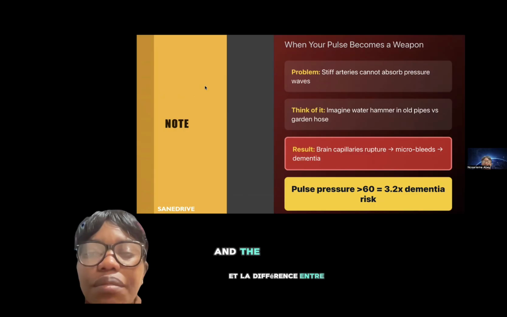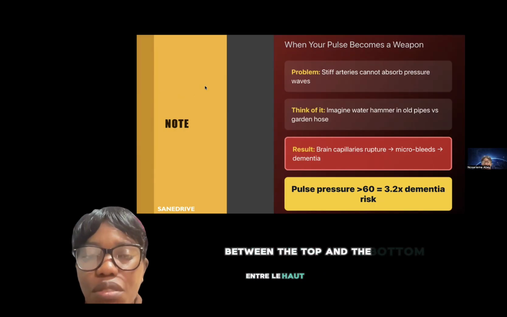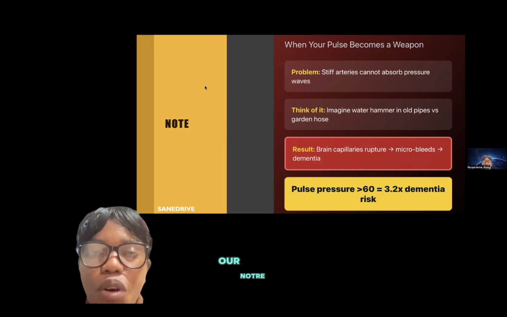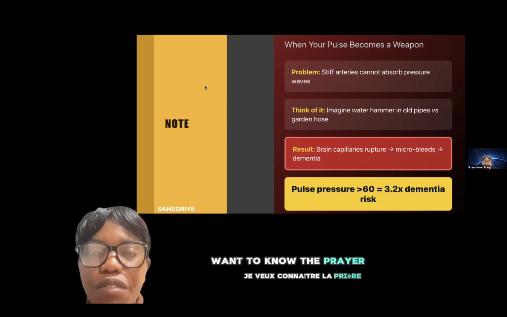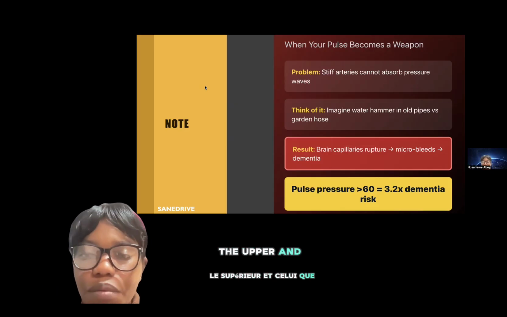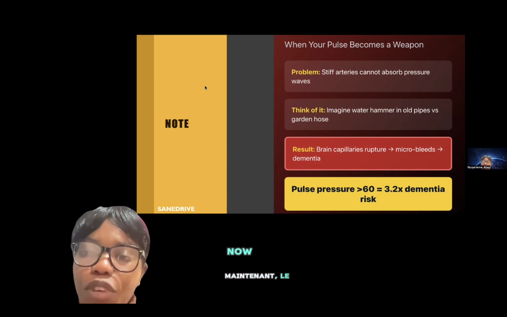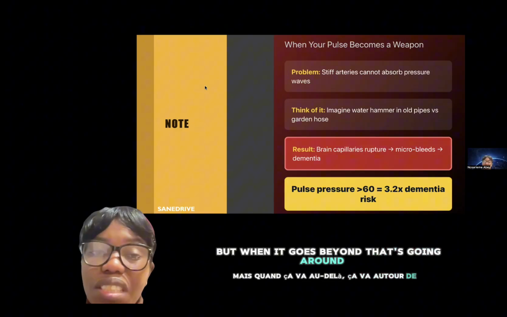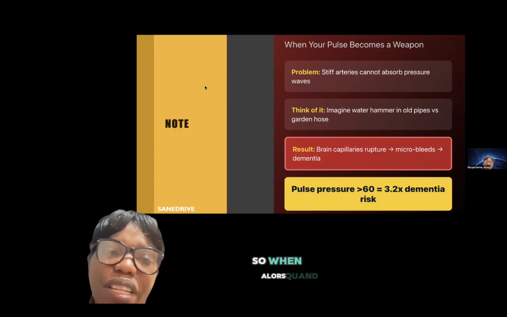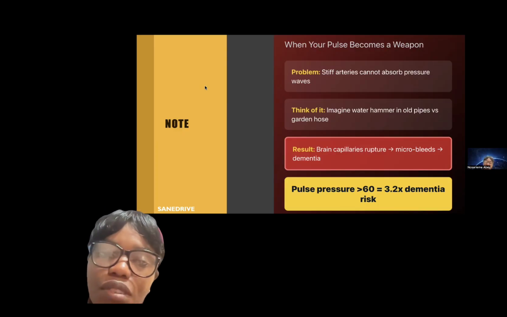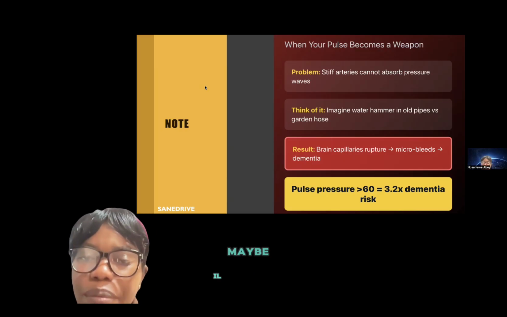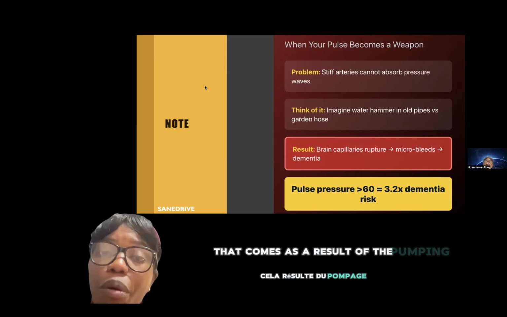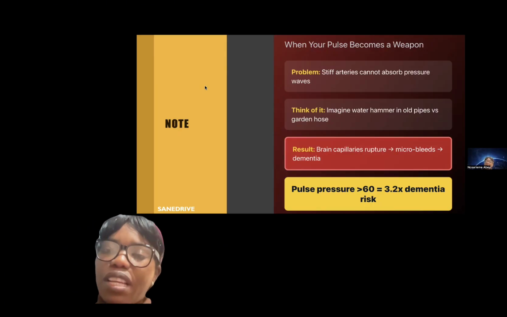And the difference between our blood pressure, between the top and the bottom, is what gives our pulse pressure. So when you want to know the pressure of your pulse, it is the difference between the upper and the lower one when you take your blood pressure. Now, normal pulse pressure is usually around 40. But when it goes beyond that, around 60, beyond 60, I think 60 is still normal. So when it goes beyond 60, that means the artery is becoming stiffened, or maybe there's something there I might not be able to say exactly. Maybe it would be good to consult a health practitioner. And this may show that they can no more absorb the pressure that comes as a result of the pumping of the blood whenever the left ventricle contracts and then releases the blood.